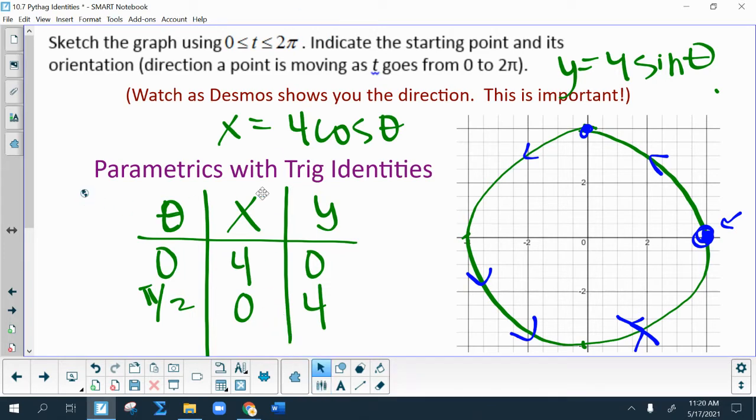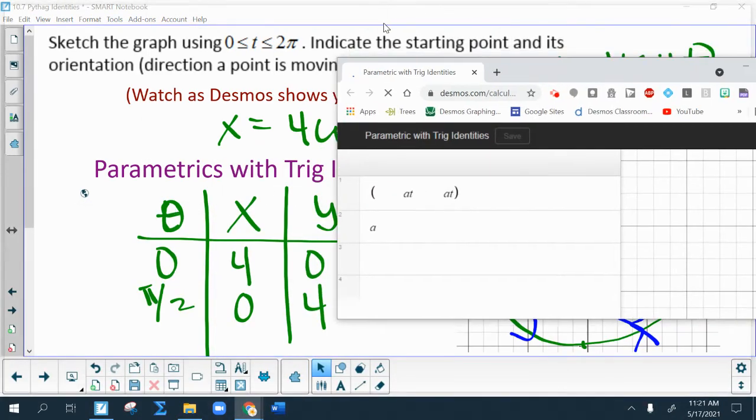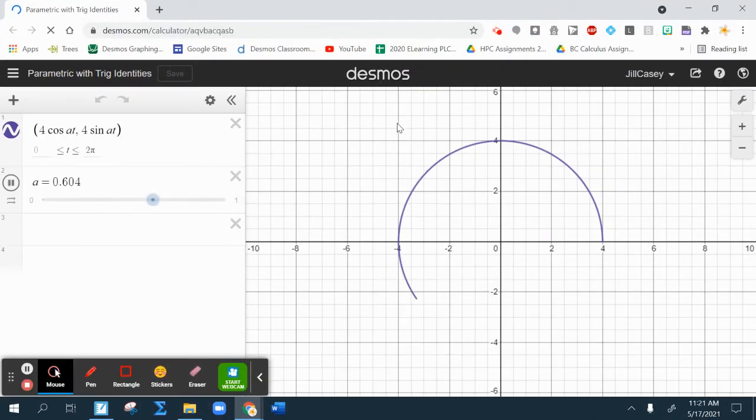Desmos does a pretty nice job of also showing you how to graph stuff. So I want to show you how to type it in and then show you it graphing itself. So notice here, I did it with a slider so you can see, so let me pause for a second.